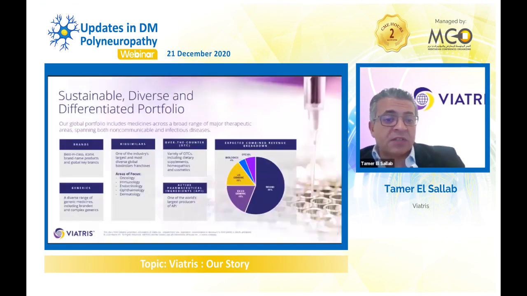We have a very diversified portfolio, almost 1,400 molecules across a wide range of therapy areas, starting from non-communicable diseases to infectious disease, which include best-in-class iconic brands. It includes generics and a very strong portfolio coming in the biosimilars, addressing different areas of focus like oncology, immunology, and ophthalmology, plus over-the-counter offerings in addition to APIs, or what's called active pharmaceutical ingredients.